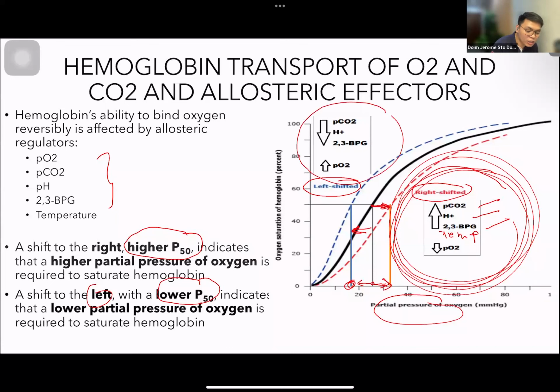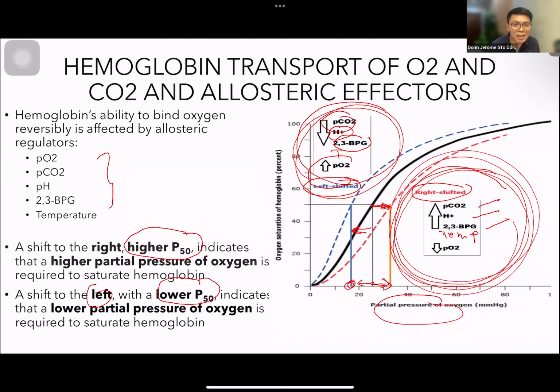And these are the conditions where you see a shift to the left: low PCO2, low hydrogen concentration, low 2,3-BPG, low temperature, and high PO2. These conditions are primarily seen in the lungs. Remember that. So this is the high oxygen affinity form. What is that? P or R?